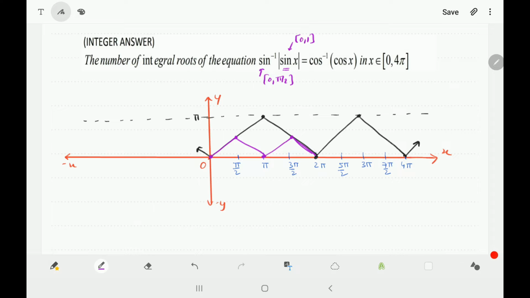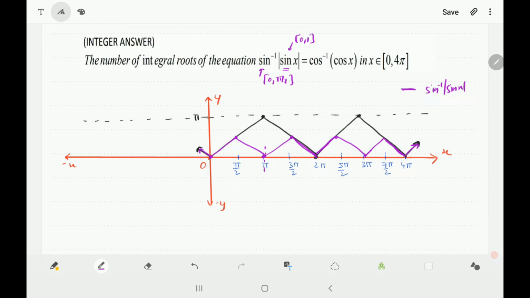Now this function sin inverse of mod sin x has period pi, so once you draw it till pi you can repeat it because the period is pi. So this graph will be like this. Till 5 pi by 2 it is giving the value pi by 2. At 7 pi by 2 also it will give the value pi by 2. So this will go like this. Okay, so the maroon graph is sin inverse of mod sin x.